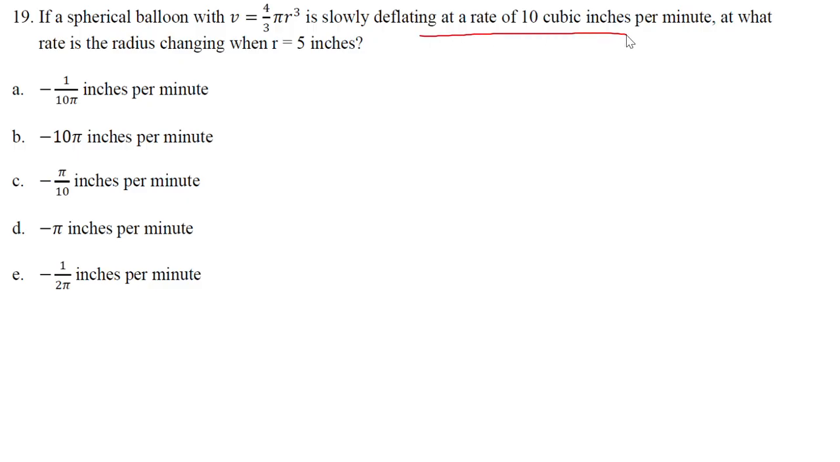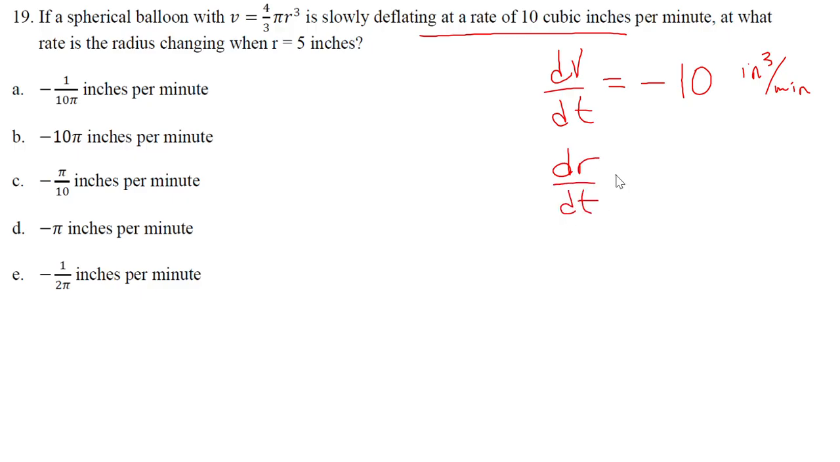It's deflating at 10 cubic inches per minute, which tells us that dV/dt, right? We're including that it's a change in the volume with respect to time because of the cubic inches per minute. And since it is deflating, that means that the volume is getting smaller. And anytime a quantity is getting smaller, then we have to have a negative rate of change. So it'll be negative 10 inches cubed per minute. We are looking for the rate of change of the radius.